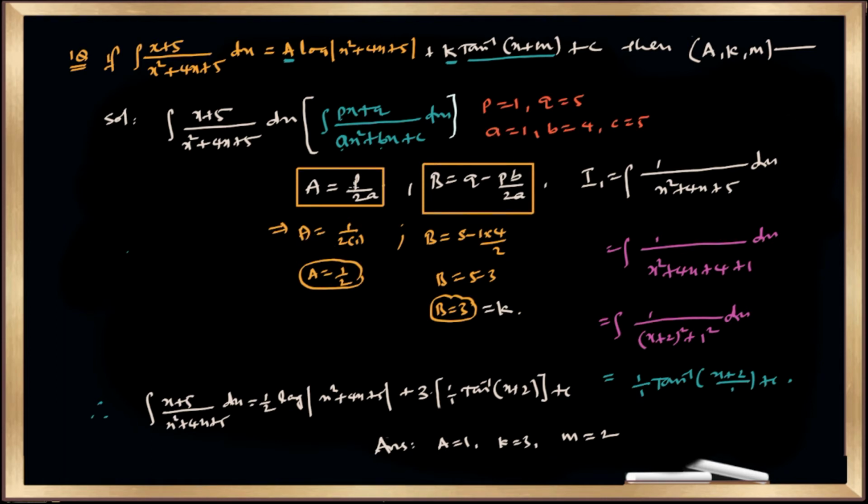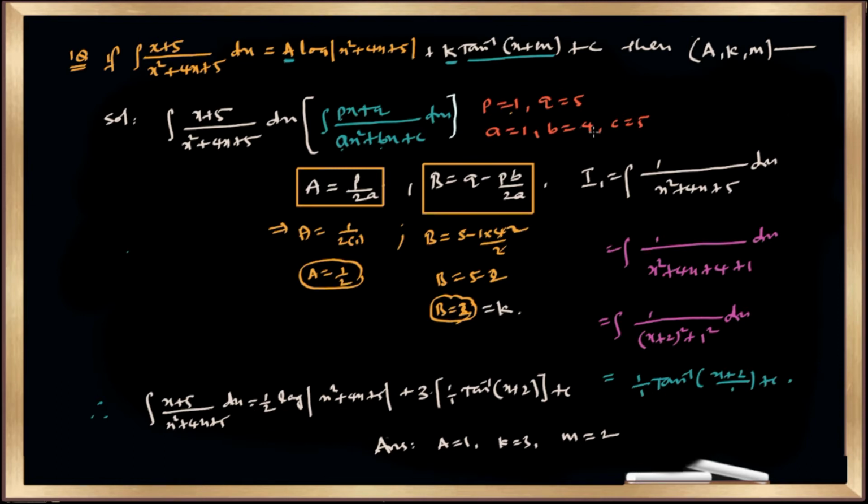So a equals p by 2a, p is 1 and a is also 1, so a is 1 by 2. Now b is q, that is 5, minus p, that is 1, times b, that is 4, divided by 2a, that is 2. So 2 ones are 2. So 5 minus 2 is 3. So our k, or b, is 3.